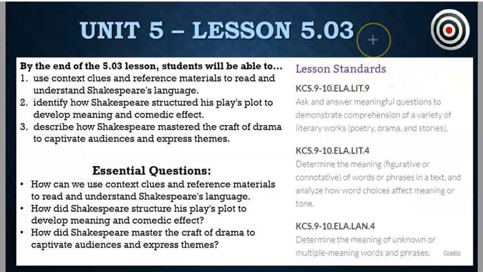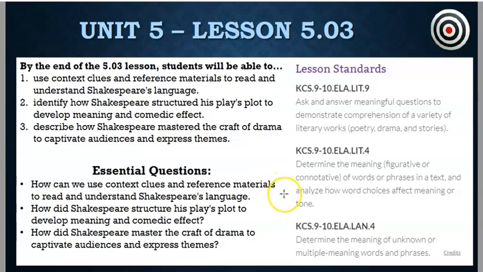All right, so Unit 5, Lesson 5.03. By the end of the 5.03 lesson, students will be able to use context clues and reference materials to read and understand Shakespeare's language, identify how Shakespeare structured his play's plot to develop meaning and comedic effect, and describe how Shakespeare mastered the craft of drama to captivate audiences and express themes.